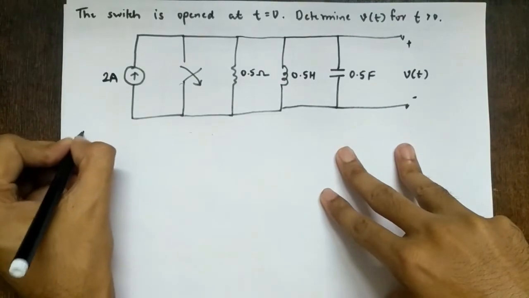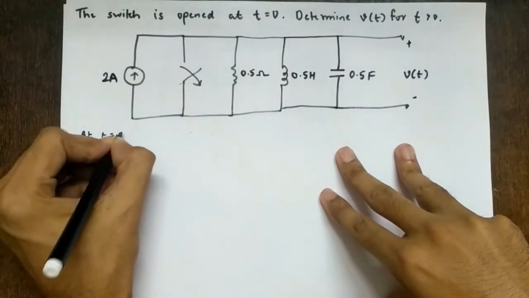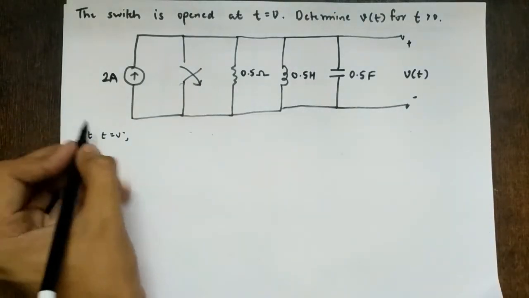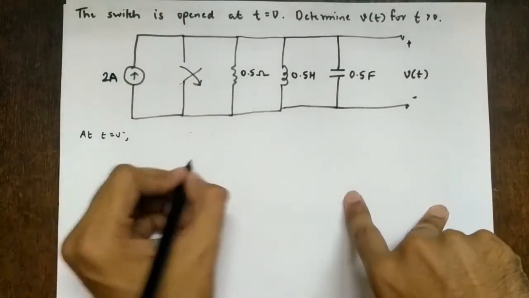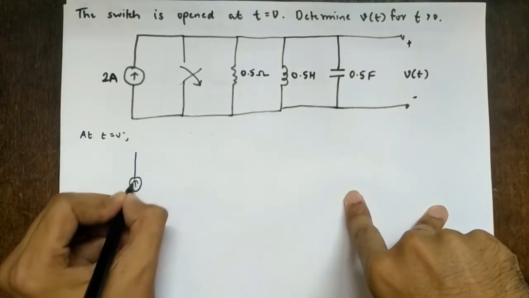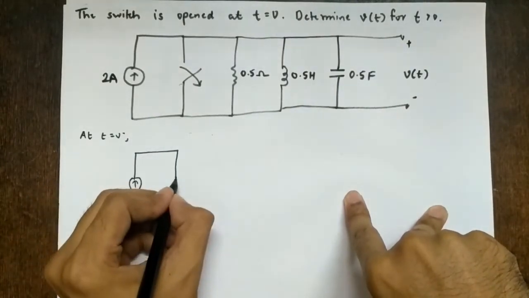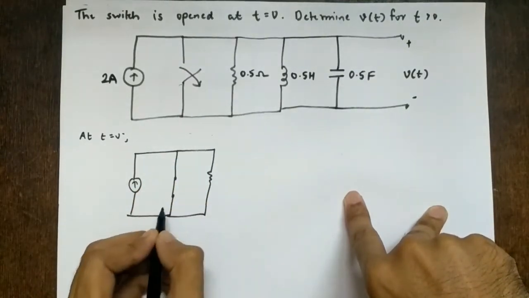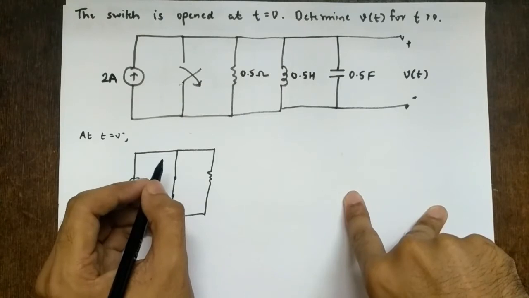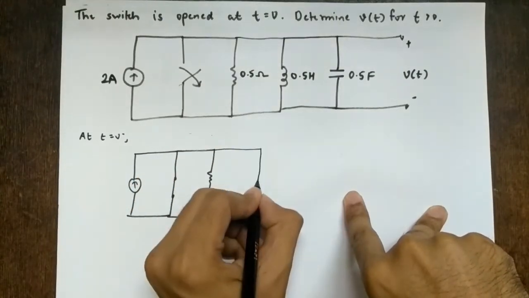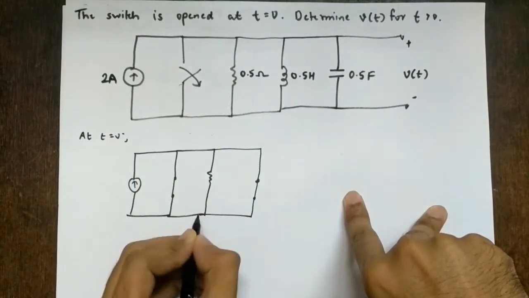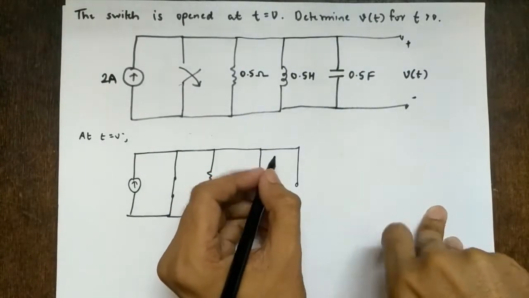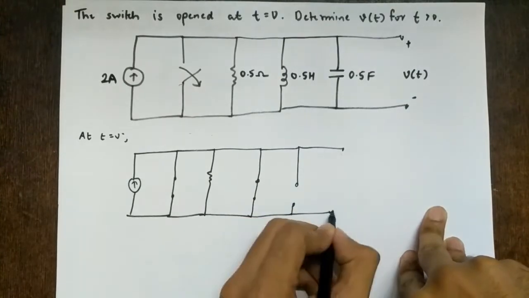So as usual, what we do at t equal to 0 minus, that is just before switching, what will happen? The switch is closed. So we'll write at t equal to 0 minus, switch is closed, right? What will happen when the switch is closed? We'll assume that steady state is attained, right? So the resistor will be as it is. What will happen to the inductor? The inductor will act as a short circuit, right? And the capacitor will be an open circuit. So I hope this is clear by now why they act as open and closed circuits.